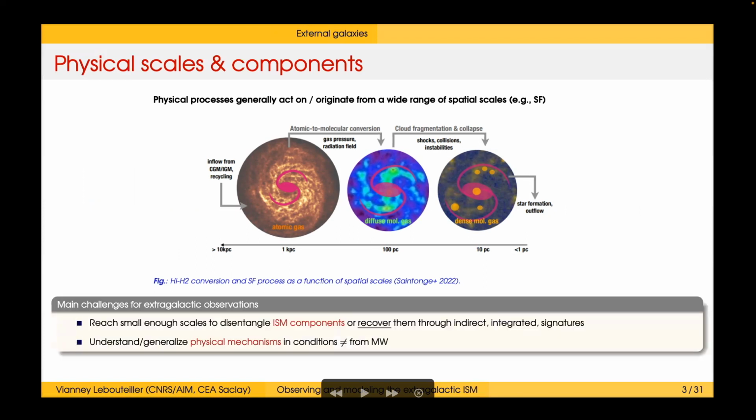The challenge for extragalactic observations is that you need to reach these small enough spatial scales, and a wide range of scales, to disentangle the ISM components, or, as we will see, at least to recover them through indirect integrated signatures. And the other challenge is that we need to understand and generalize physical mechanisms that are happening in conditions that are very different from the Milky Way.